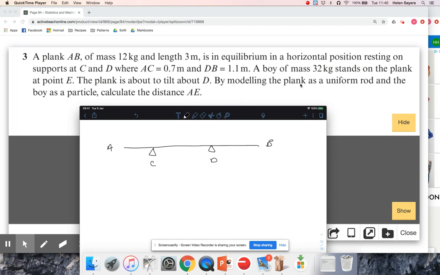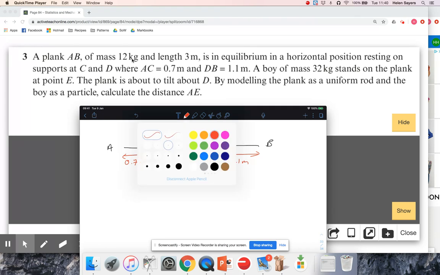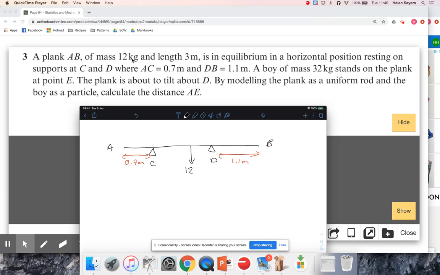And then it tells me that it's a uniform rod, so I know that this 12 kilograms is halfway along the rod. And if I know that this is 1.1 meters, and that I think they said was 0.7, did they? Yeah. Okay, so halfway along the rod is going to be 0.5, so the center is between those two and a little bit closer to D. The mass is 12 kilograms, so the weight is 12g.